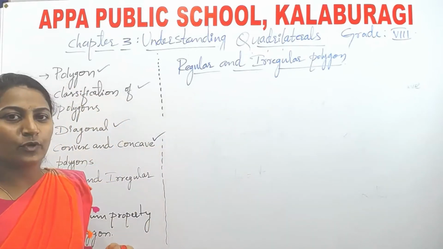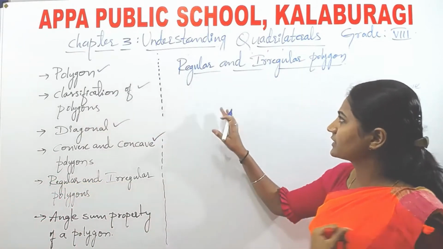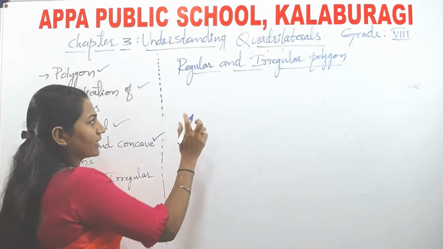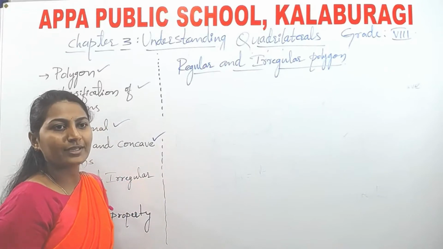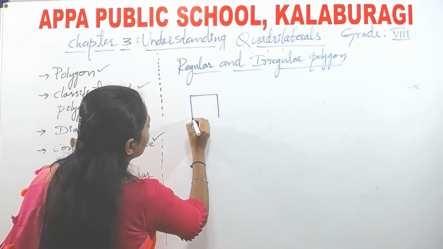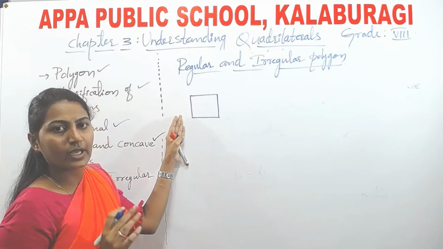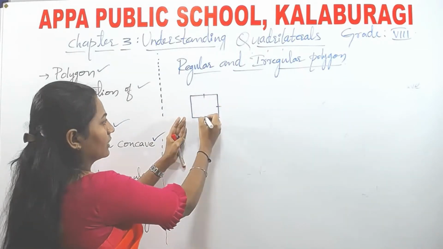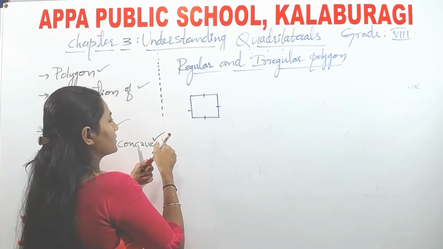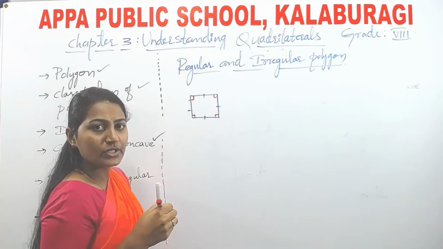A regular polygon is a polygon which is both equilateral and equiangular. So how is that? Let's say, for example, if you consider a quadrilateral called square. This is a square. So you already know all the sides of a square are equal in length. So let me note it like this. All the sides of a square are equal in length. Also, all the angles of a square measure 90 degree.